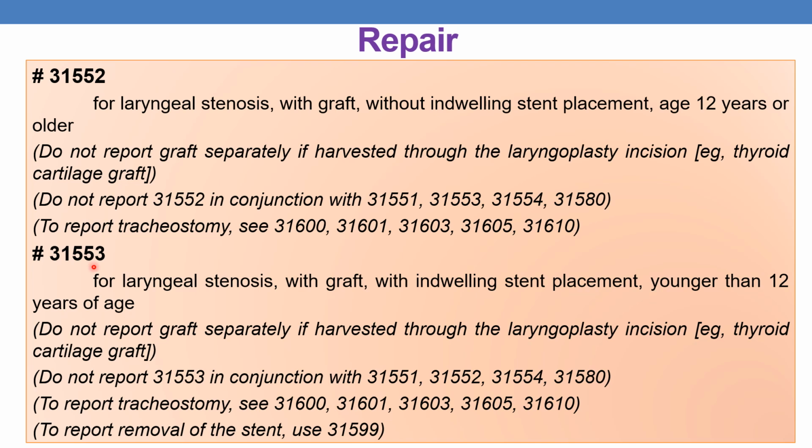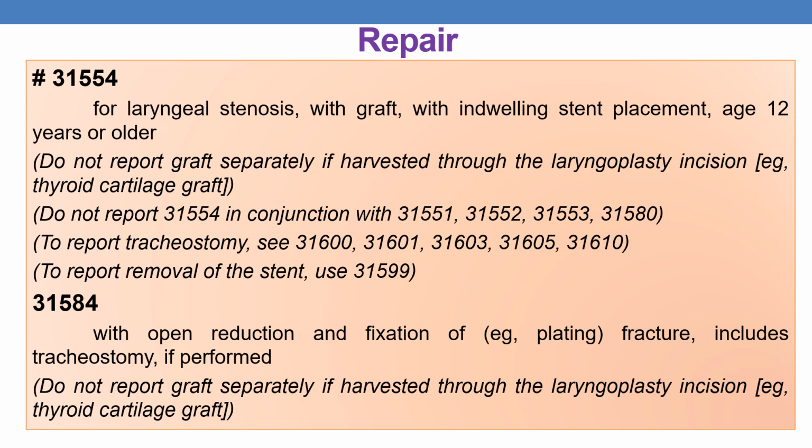The next CPT is 31553. It deals with laryngoplasty for laryngeal stenosis with graft with indwelling stent. Previously it was without indwelling stent placement. Now it is with indwelling stent placement younger than 12 years of age. And 31554 is done for age 12 years or older. That is laryngoplasty for laryngeal stenosis with graft with indwelling stent placement, age 12 years or older.